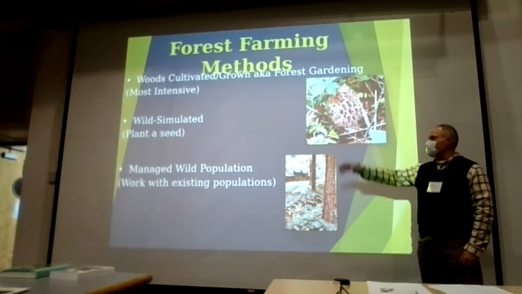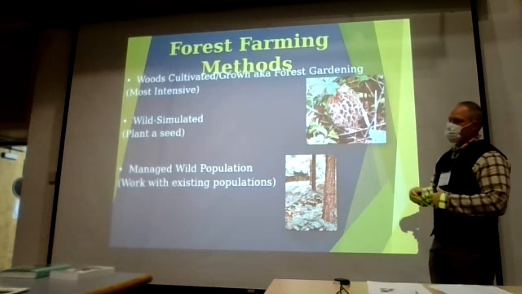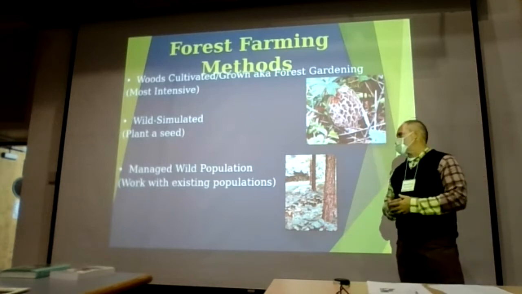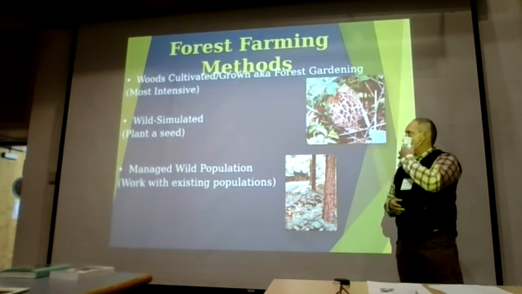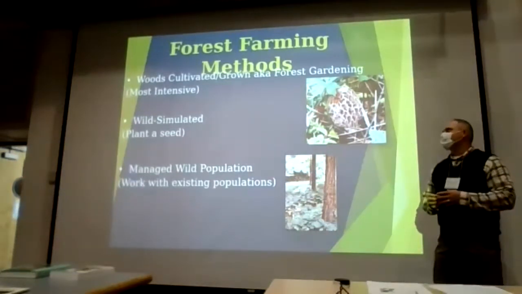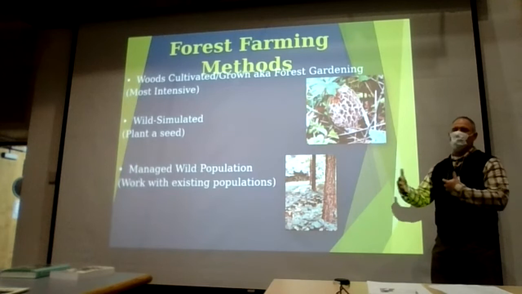The next common one is probably the wild simulated, which is really just collecting seed and then planting it in the forest soil and waiting that period of time for that to develop. But you'll see that wood cultivated, that I see more kind of down south, to be honest with you. I don't see much of it here in New England. However, it is a little bit more intensive, and it may work for some landowners who have, you know, smaller holdings.